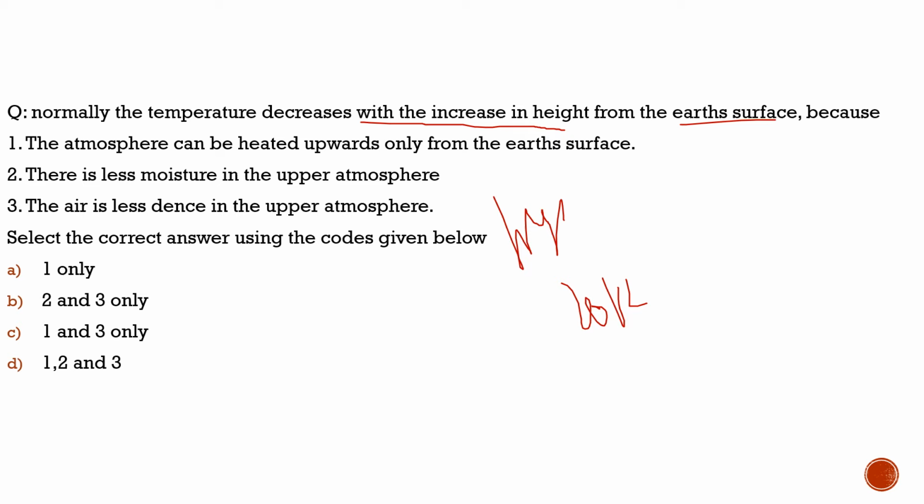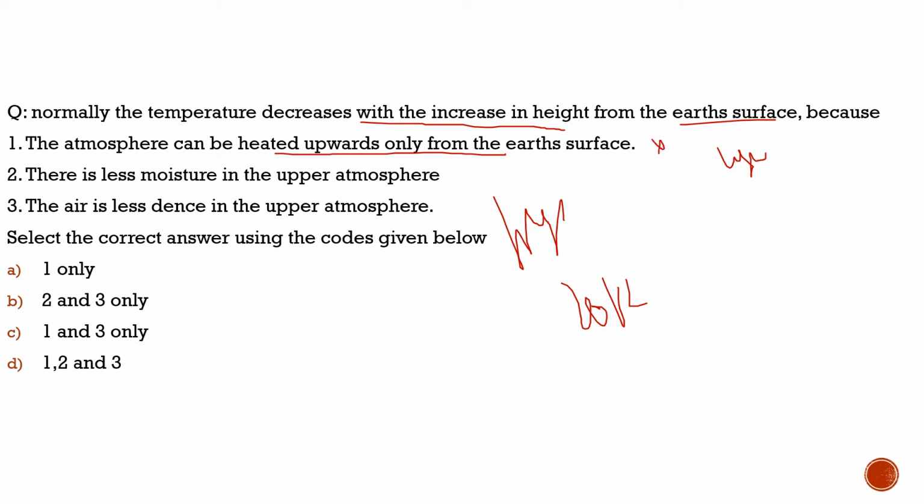First statement, the atmosphere can be heated upwards only from the earth's surface. Is it a correct statement that the atmosphere can be heated upwards only from the earth's surface? You know, there are infrared radiations coming from the sun. And what do you think? Does the atmosphere get heated by that? The statement is half incorrect, half correct. So statement 1 becomes incorrect because it is very extreme.